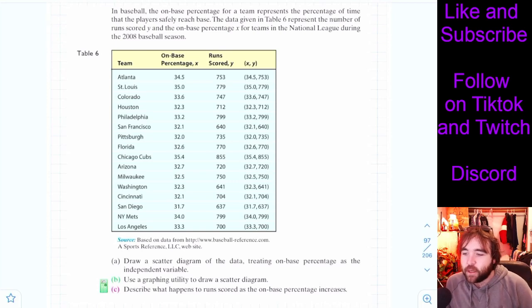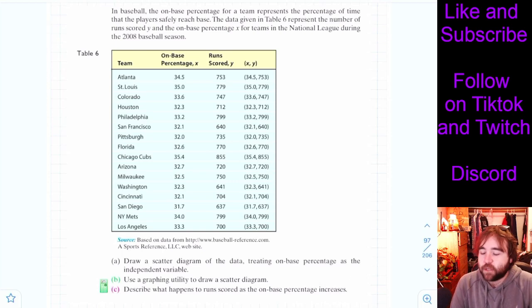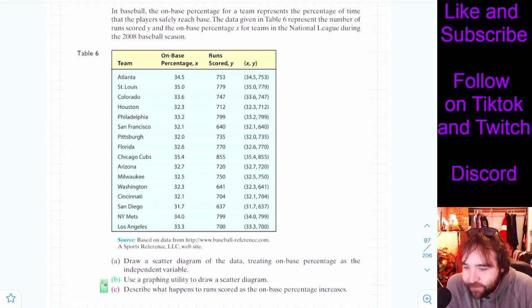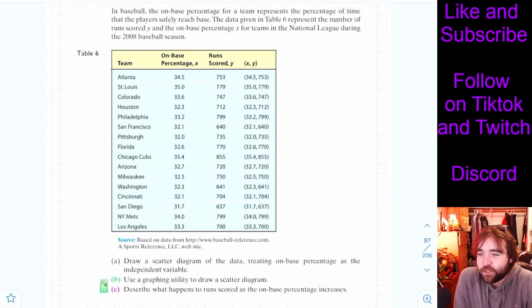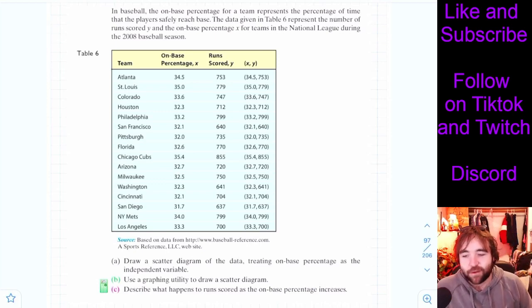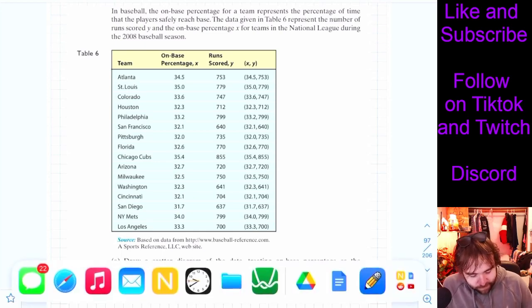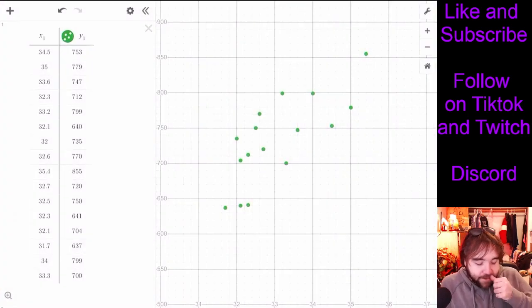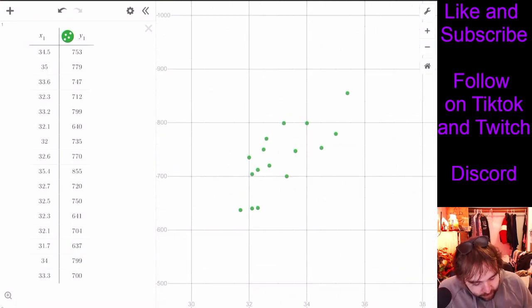So there's our data. So A, draw a scatter diagram of the data, treating on-base percentage as the independent variable, meaning the X, which you see the points we have up there as well. And then they want us to do it by hand and then with a graphing utility. We're just going to do it with a graphing utility. And actually, I've already done that. So here is our scatter plot.